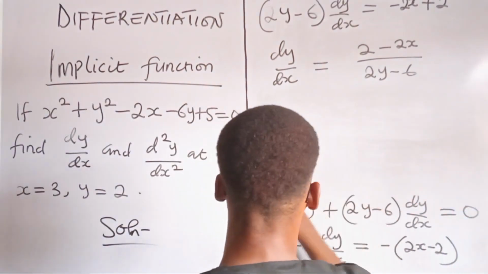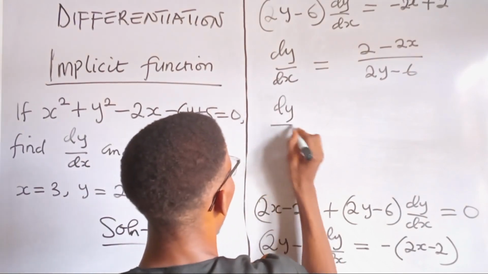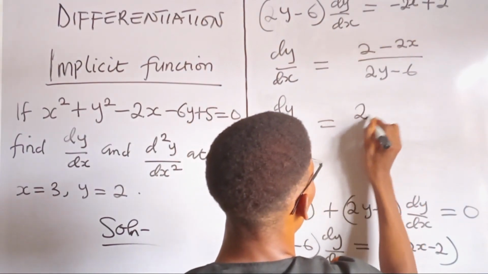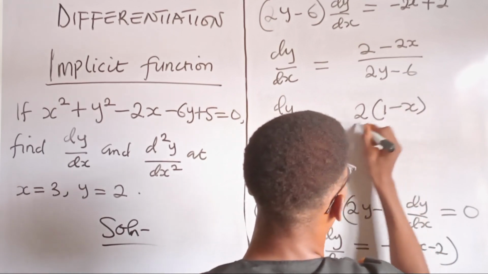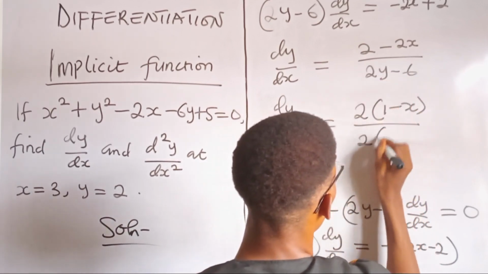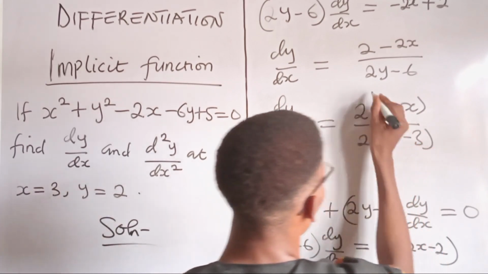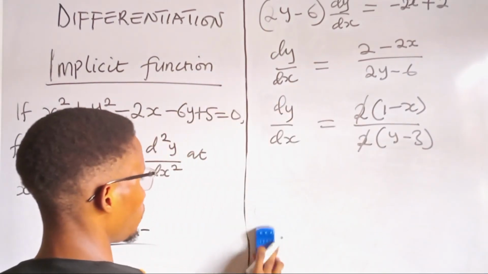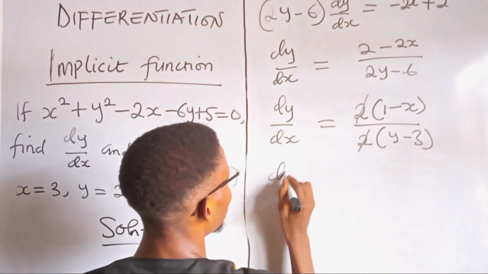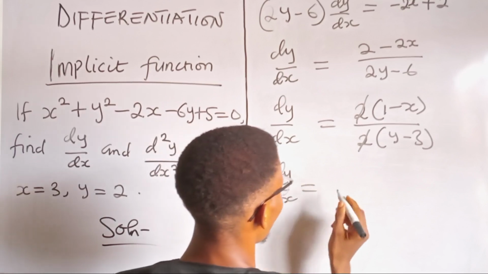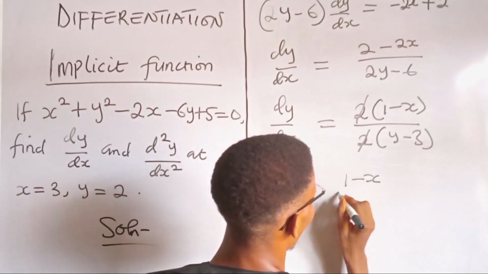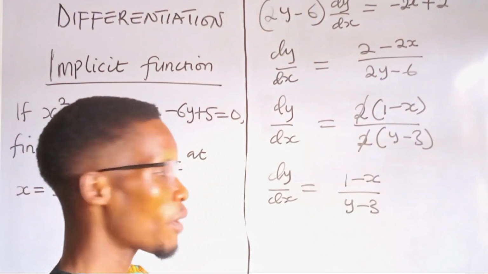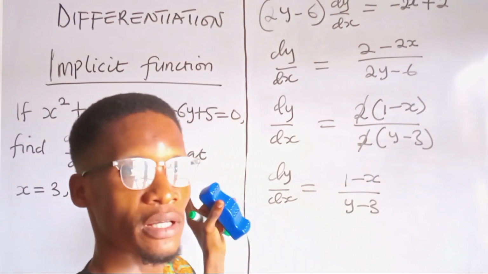Now factor out what they have in common. We have 2 in common, remaining 1 minus x, all over 2 in common, remaining y minus 3. So the 2s cancel, and dy over dx is equal to 1 minus x all over y minus 3. This is the derivative of y with respect to x based on the given question.